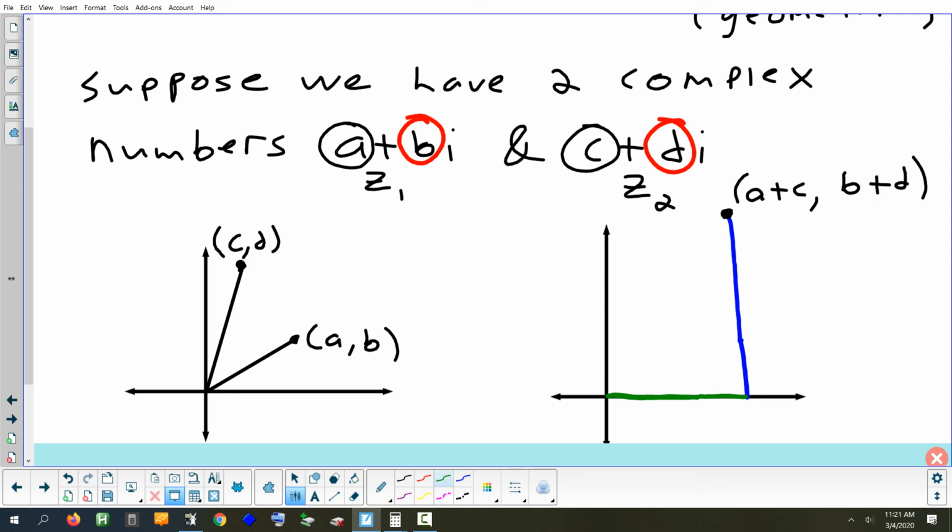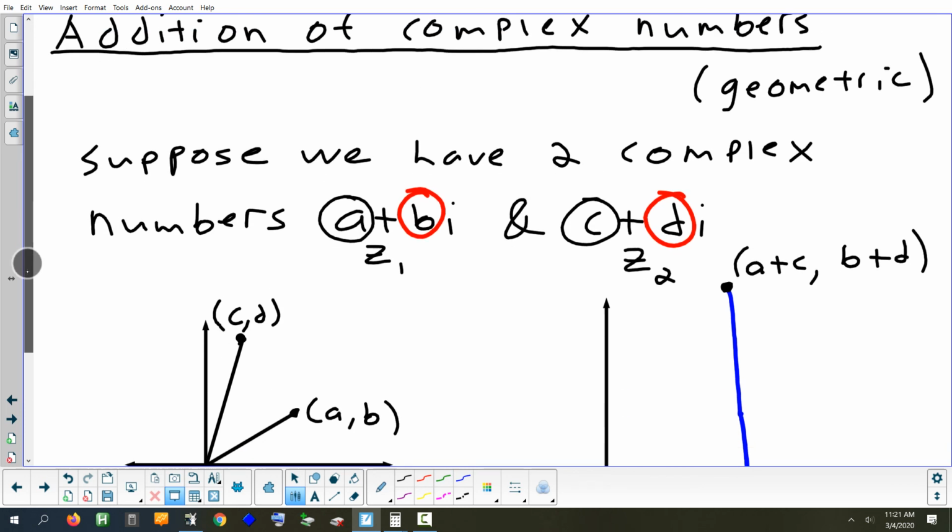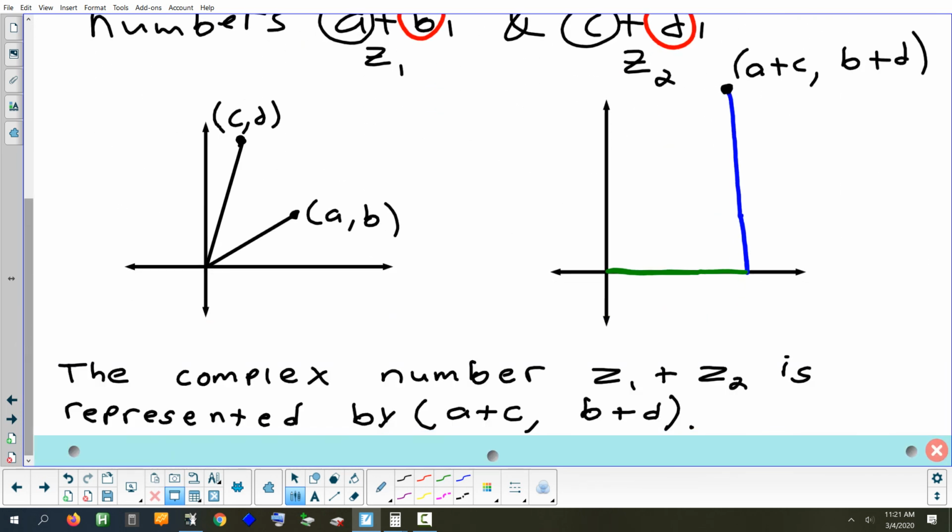And that's exactly how you add complex numbers when you do it with arithmetic. That's how you could do it visually. Think of it as pieces you're stacking together. So that's what I meant by geometric. I just wrote that down. So the complex number z1 plus z2 is represented by that coordinate, A plus C, comma, B plus D. Not a super important idea, but just a different way to think about adding complex numbers visually than just arithmetic.